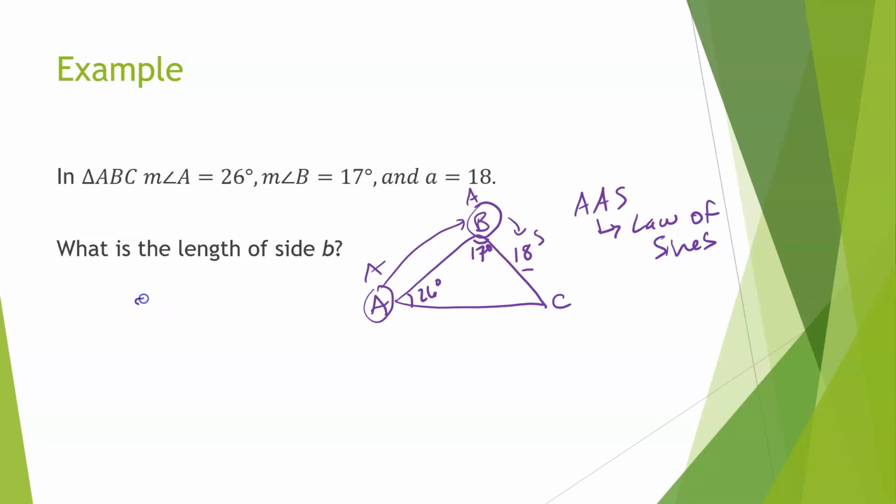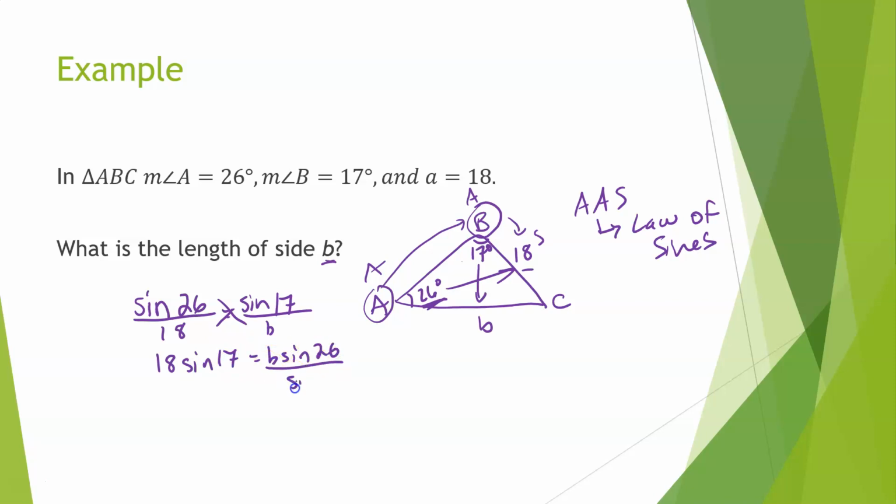Okay, so again, in this case, it wants to know the side length B, so I would be finding the side length across from it. It depends on what you're trying to find, I suppose. So in this case, I'm going to take the sine of my A, which is 26, over the side length across from it, which was 18, set it equal to the sine of B, which was 17, over side length B, which is what I'm trying to find. From there, you should have cross multiplied. 18 sine 17 equals B sine 26, and divide both sides by sine 26. Hopefully you practice typing that in your calculator, and for this one, you should have gotten 12.